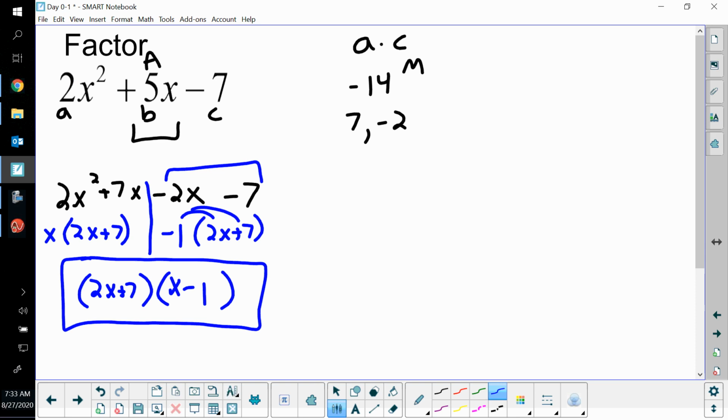So again, this is a technique you use when the leading coefficient, that a value, is not 1. And I like to call it the a times c method because that's the first thing you do is multiply the a and the c together.